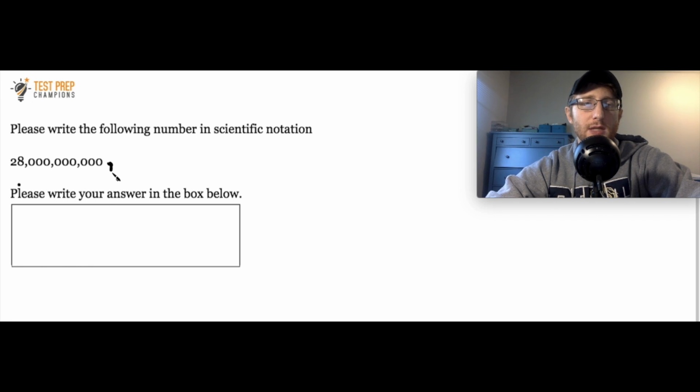So we start with the decimal point at the end of the number, and we go 1, 2, 3, 4, 5, 6, 7, 8, 9, 10. So it would take 10 steps to move it between the 2 and the 8. So I come down here and I'm going to write 2.8 times 10 to the 10. So that's all I have to do for questions like this.